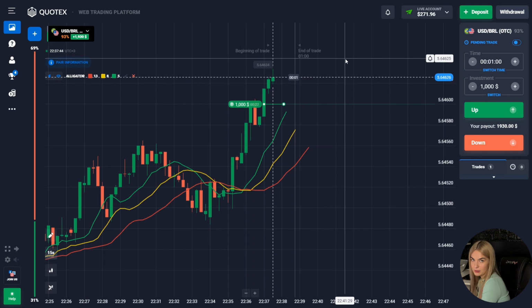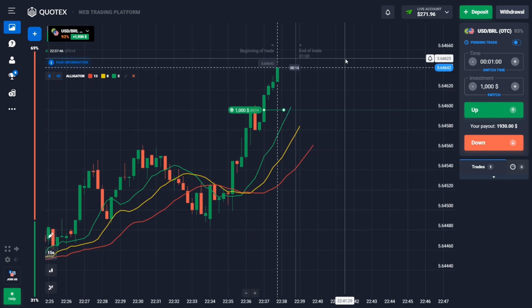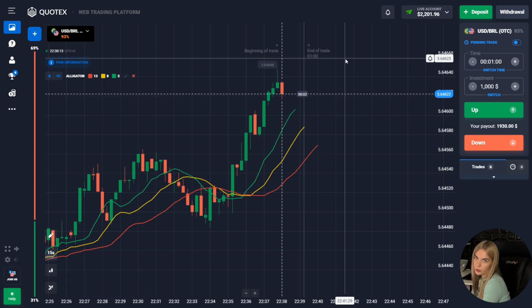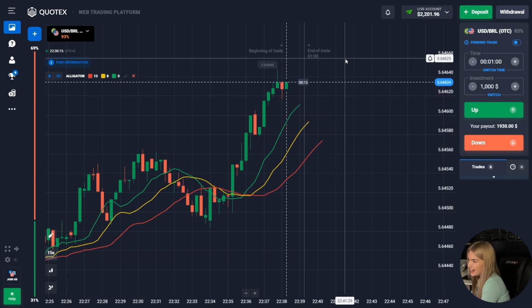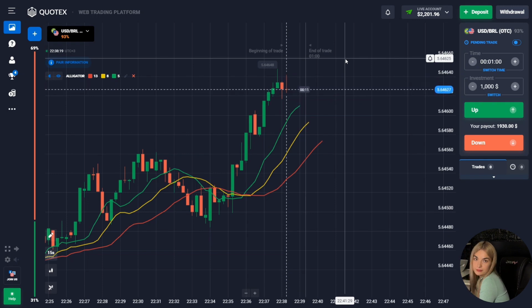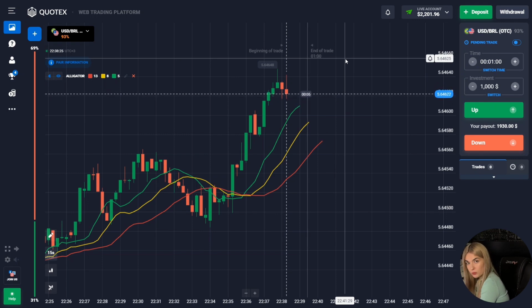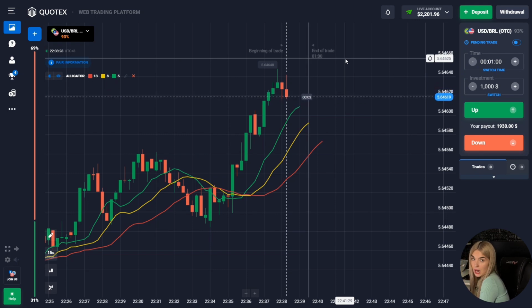And so guys, let's wait for the end of our deal. Well, that's great, guys. As you can see, our deal closed above the entry point, and here we were able to earn. Thus, we already have more than $2,000 on deposit. We are confidently approaching our trading goal, and I think that a couple more deals and we'll be able to achieve our trading goal.